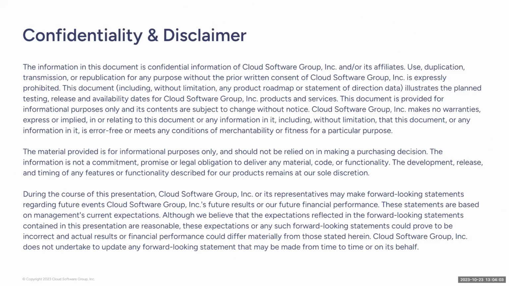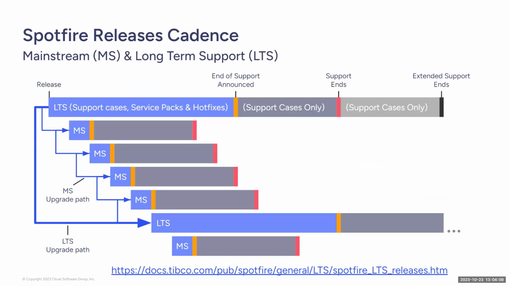Our standard confidentiality and disclaimer slide. We make long-term support releases roughly once per year, and each long-term support release is typically supported for 2 years. So also see the link at the bottom of the slide, or just Google Spotfire LTS to read more details around this.